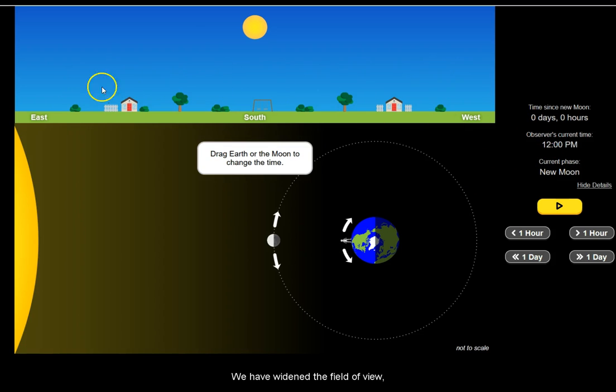We have widened the field of view to also include east and west. As the day goes by and the Earth rotates, the sky will seem to move around us from east to west. The moon is not visible to us right now, not because it's daytime, but because it aligns with the sun, meaning we are only seeing its side that is facing away from the sun and is dark. This phase is referred to as new moon.